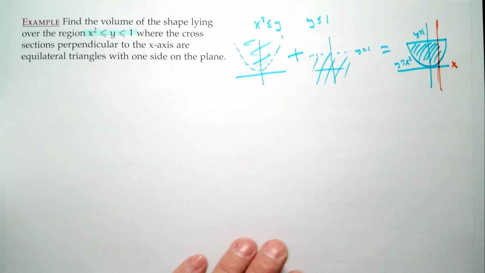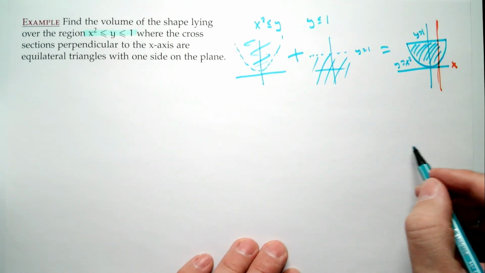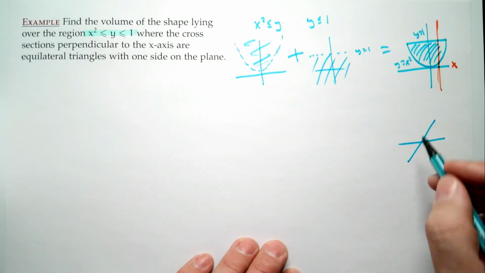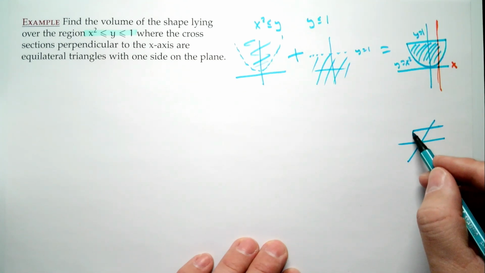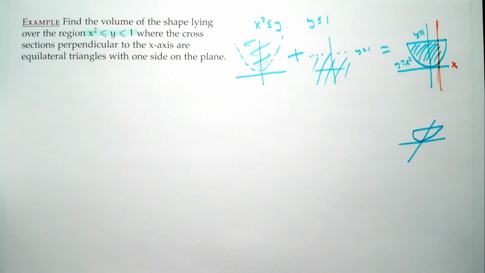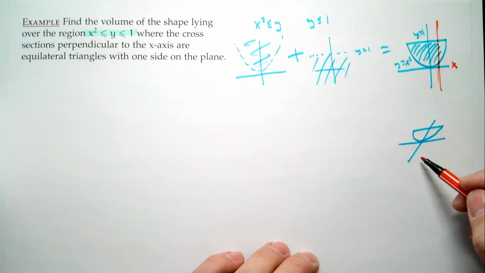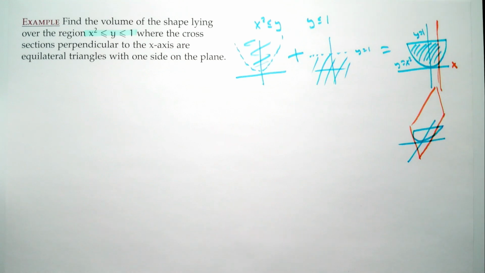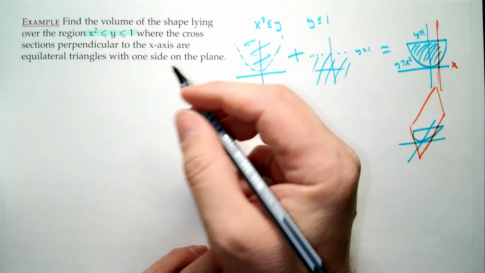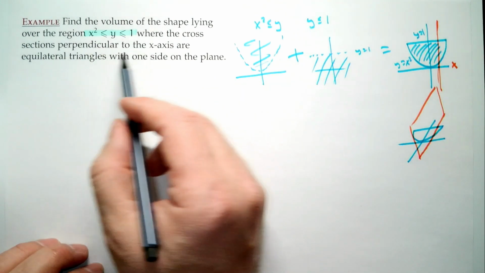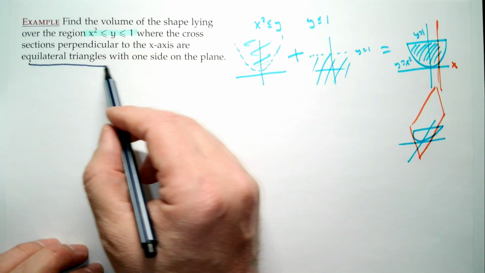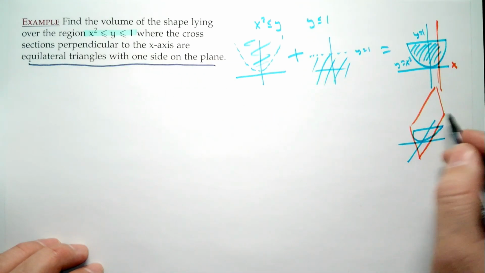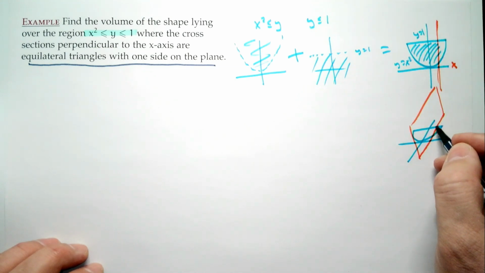So let's maybe draw this in a nice three-dimensional way. I'm going to take this and lay it down in three dimensions. So that when we slice, the slice that we had before is still a slice, but now we're up in three dimensions. And what do we look like? Well, what does it say? The cross sections perpendicular to the x-axis are equilateral triangles with one side on the plane. So here, this is the plane. So I have one side of my equilateral triangle there, and then I'm coming up.